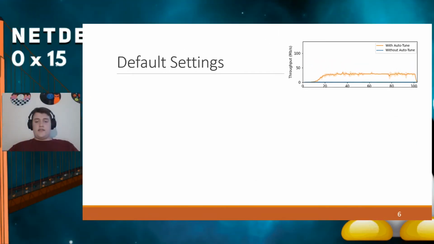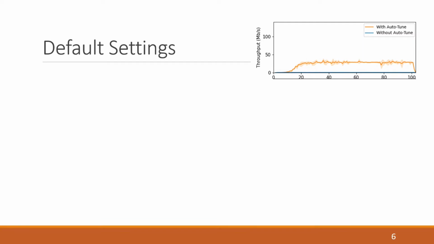Taking some initial looks at performance, on the right I have a graph of throughput versus time. The orange line represents the average of 5 runs. Orange means that auto-tune was enabled. Auto-tune is receiver buffer auto-tuning, and that dynamically adjusts the receiver buffer size in order to allow for full use up to the maximum allowed size. The blue line, which you can hardly see in this graph, represents runs without auto-tune, and the shaded region around them represents a 95% confidence interval.